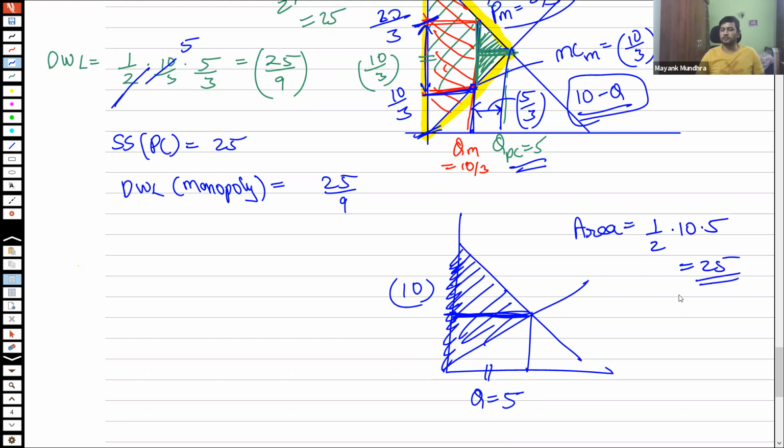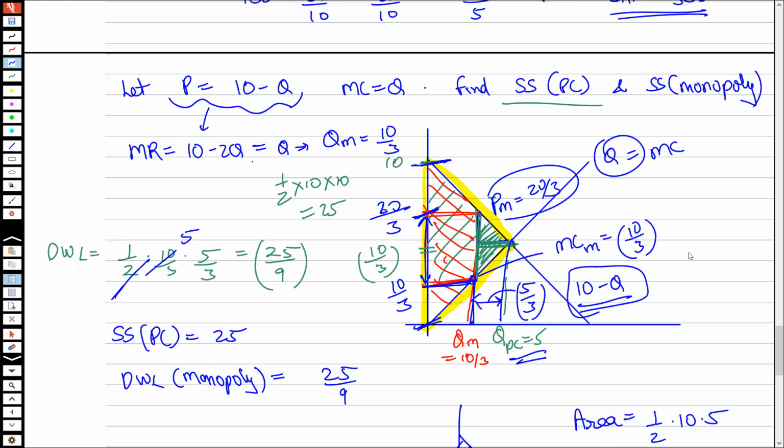Is this clear? Yes, sir, because you had written half into 10 into 10, so that's why I got confused. Have I written that? Oh, sorry. Half into 10 into 5. Yeah. So this is 25.